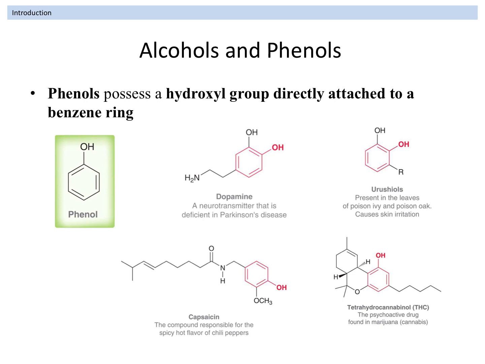Capsaicin, the active component in chili peppers, responsible for their spicy flavor, also contains a phenol structure. This molecule interacts with sensory receptors, producing the characteristic heat sensation. Lastly, tetrahydrocannabinol is the psychoactive compound produced in the cannabis plant. Its phenolic structure is essential for its interaction with cannabinoid receptors in the brain, leading to its psychoactive effects.